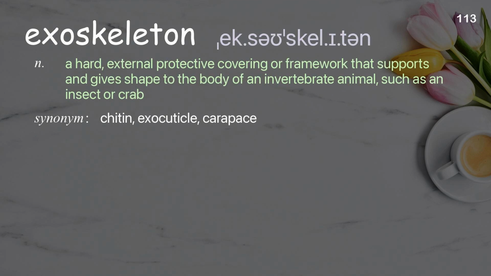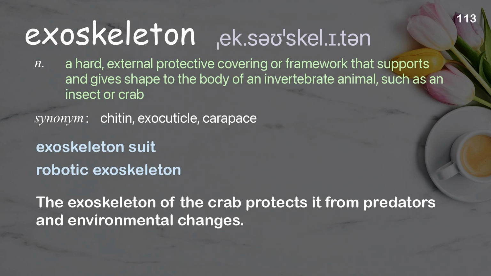Exoskeleton. A hard, external protective covering or framework that supports and gives shape to the body of an invertebrate animal, such as an insect or crab. Examples: Exoskeleton suit, robotic exoskeleton. The exoskeleton of the crab protects it from predators and environmental changes.